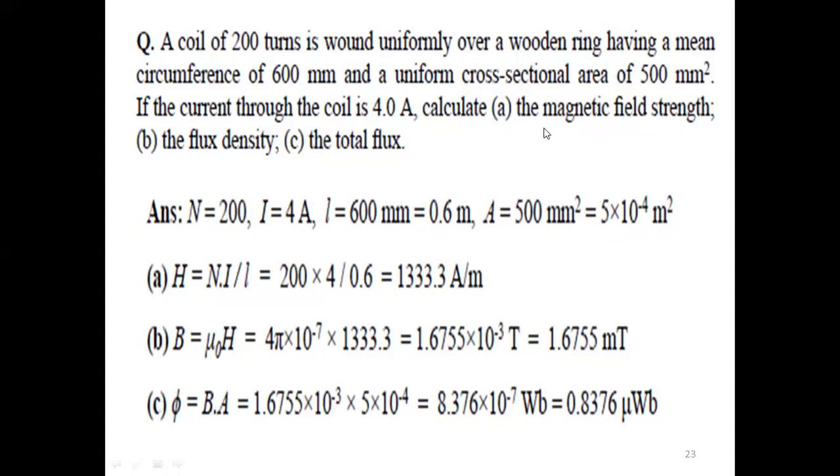The first question is to calculate the magnetic field strength. We know the formula: MMF equal to HL equal to Ni. So HL equal to Ni, you keep the RHS as it is. Here L I will send to the RHS side, it will become the denominator. H equal to Ni divided by L. Now N is 200, I is 4, 200 into 4 divided by L equal to 0.6 here now. So H equals 1333.3 ampere per meter. It is correct.